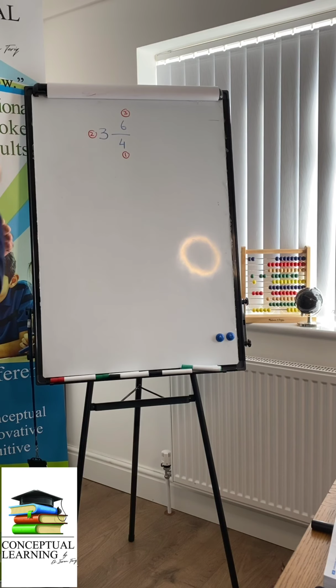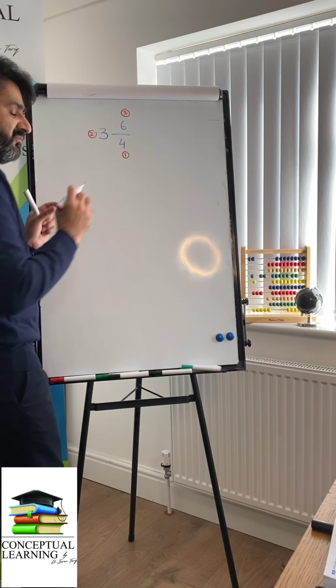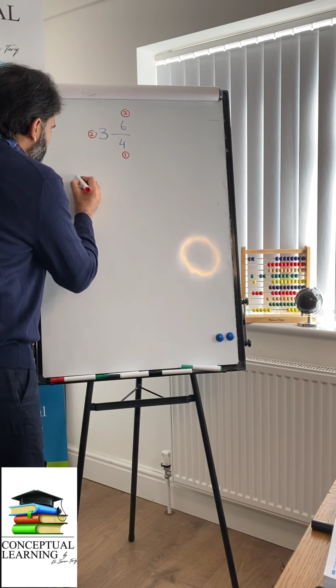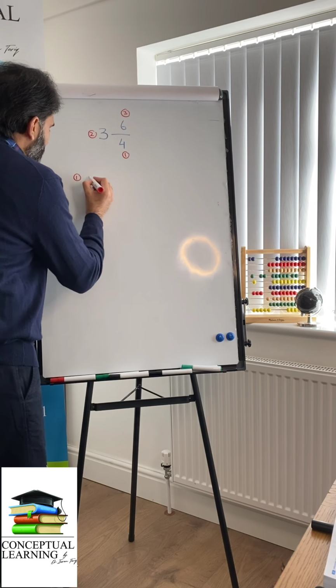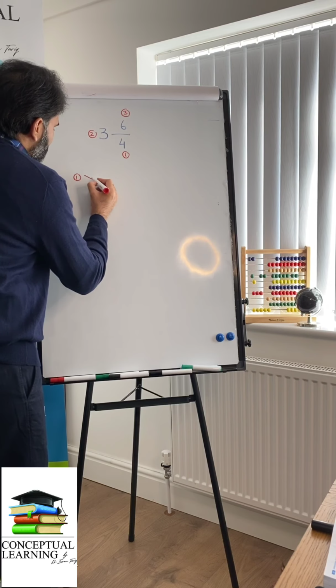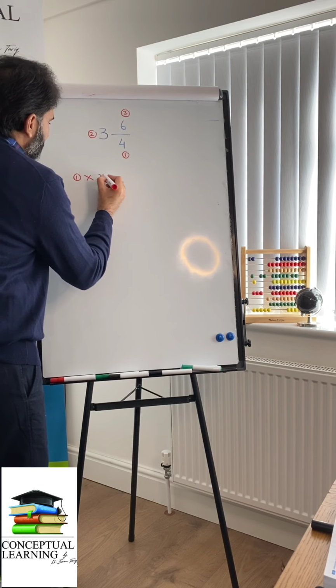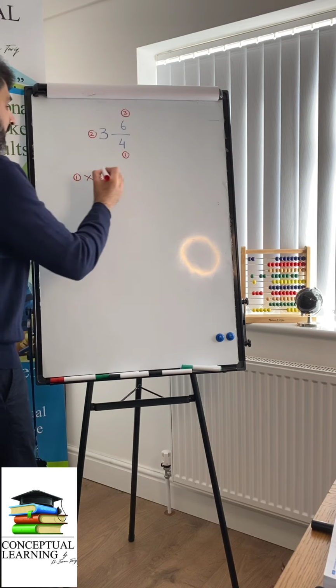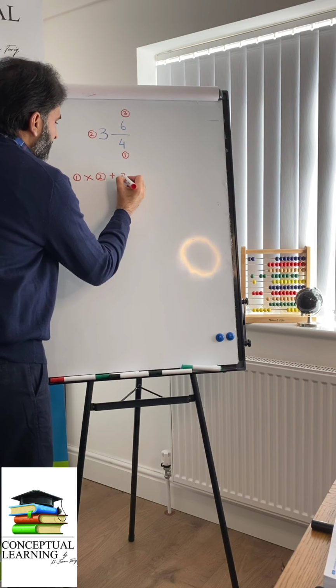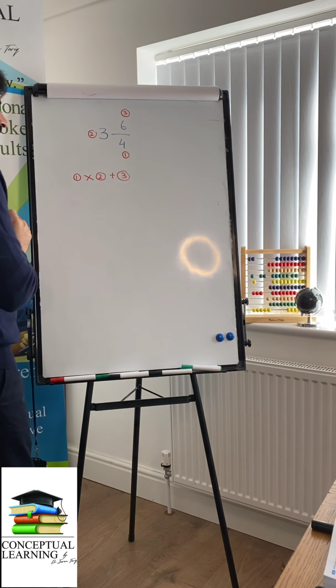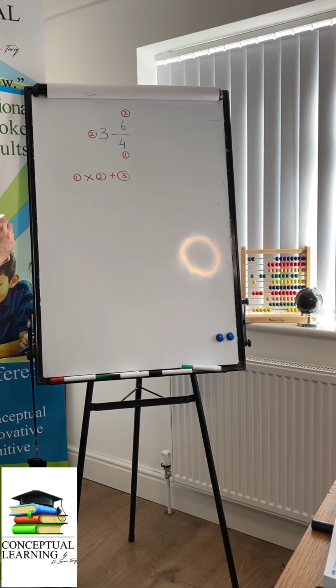Okay, I start from division. I assume division is number 1, whole is number 2, and remainder is number 3. Now I draw a flow chart. I say 1 times 2, and then add 3. Now we have to simplify.